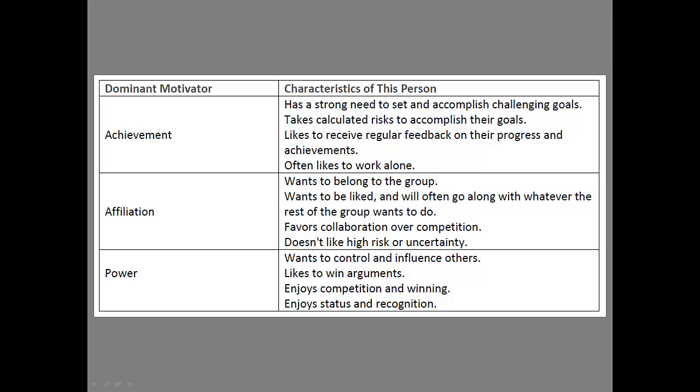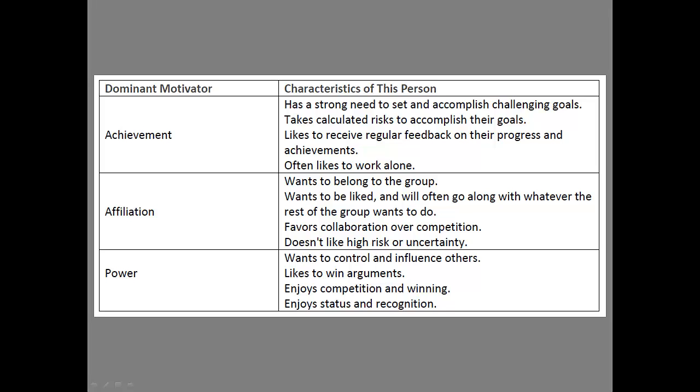Now here's just another way of identifying them. Achievement has a strong need to accomplish challenging goals, takes calculated risk, often likes to work alone. A person that's motivated predominantly by achievement is not necessarily a good team player. Affiliation, however, is a good team player. They want to belong to a group. They want to be in a collaborative setting rather than a competitive setting. Where power is more likely to win arguments and enjoys competition and winning and enjoys status and recognition.